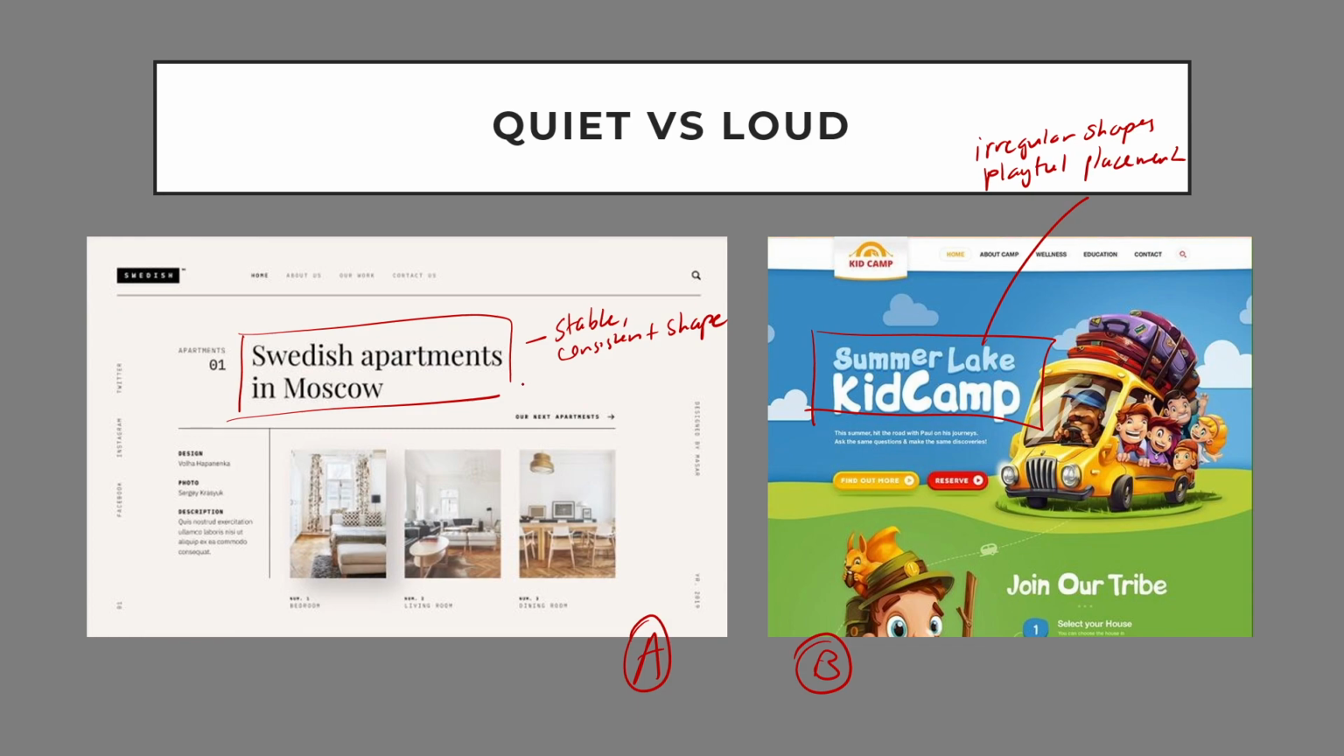Can anyone identify what type this is versus this? Where do you see this kind of typeface usually? What does it remind you of? Swedish apartments in Moscow. Is it a sans serif? No, it's a serif. This is the thing I always mess up. Okay, yeah, it's serif.